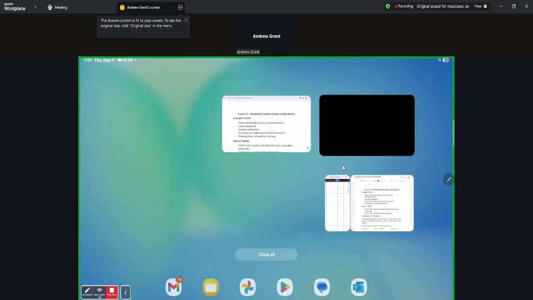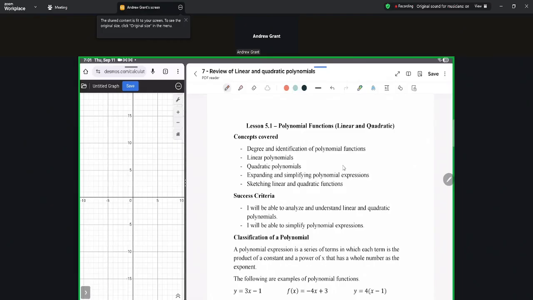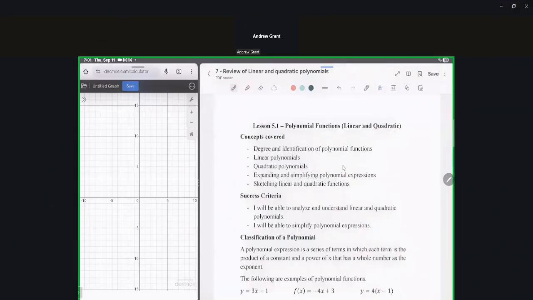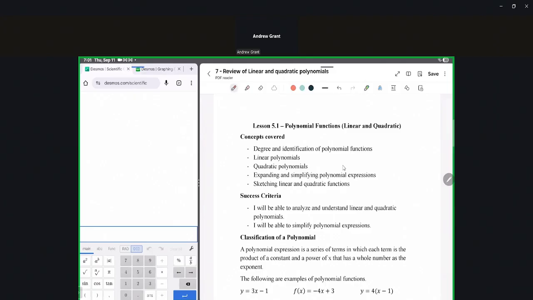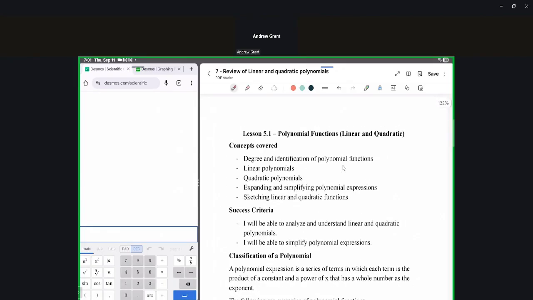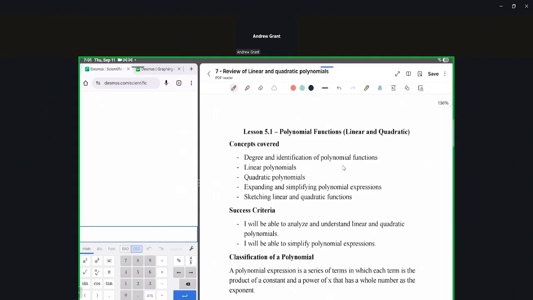Okay. So today I have two tabs open for us. I've got my Desmos calculator and I've got my Desmos graph. We're going to end up using both today, so that's why I have them both open for us. And we're at the end of unit one.